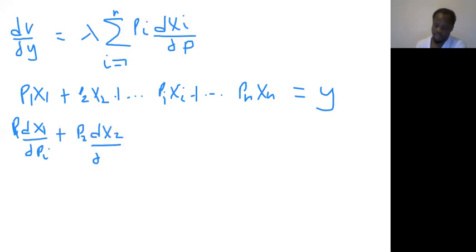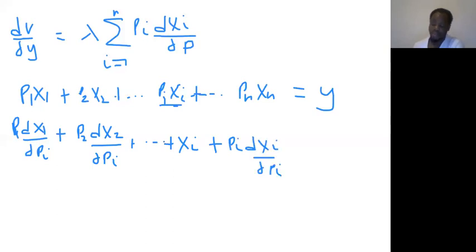plus, but when I get to this point, I will have to apply the product rule. I hold Xi and differentiate Pi with respect to Pi, which gives me 1. So that means I'll have plus Xi. Plus, then I hold Pi and differentiate Xi with respect to Pi, using the product rule, plus Pn dXn/dPi.